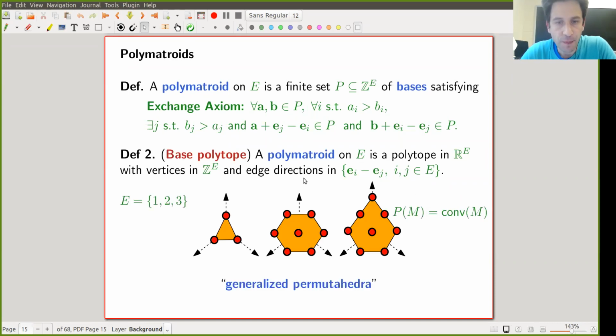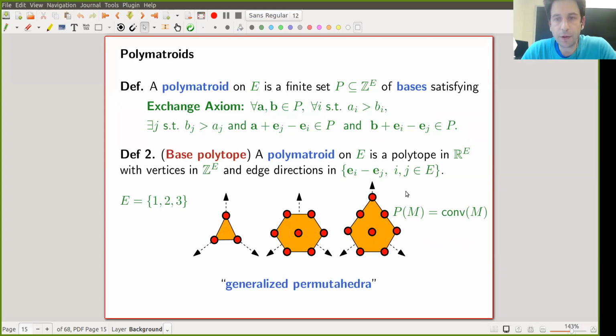Do you have some examples? So some examples here in 3D. Here you have the simplices or the permutohedra or associahedra represented. So these are called generalized permutohedra. These are the polytopes such that the edge directions are of this form.